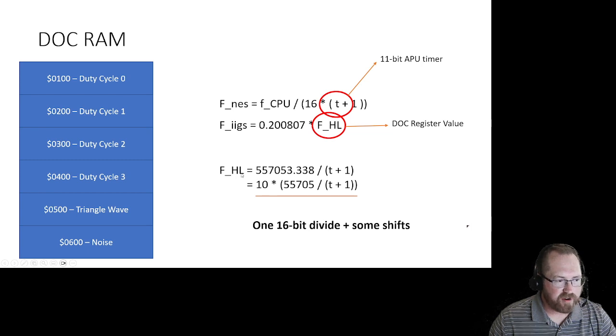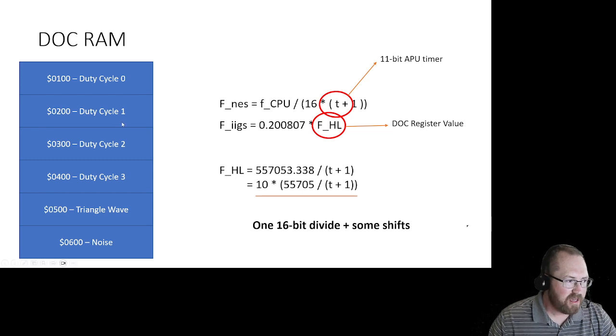Anytime we have to change the frequency, we end up doing a 16-bit divide and then some shifts to do the multiply by 10. Again, this is one of those things that just worked. Did the math, implemented it, and the output sound was pretty close to what you would remember coming out of a Nintendo. And I mentioned too the duty cycle parameter for the square waves.